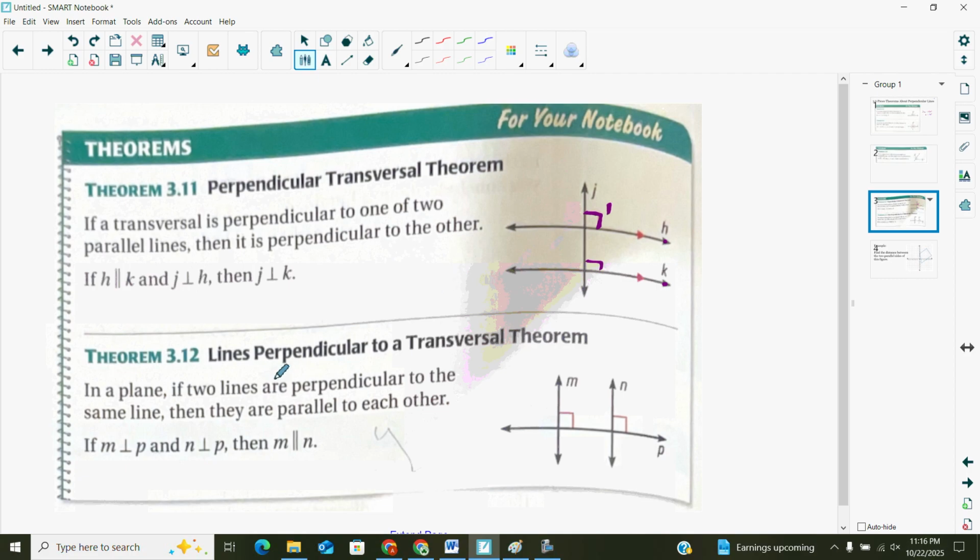Theorem 3.12, the lines perpendicular to a transversal theorem, says in a plane, if two lines are perpendicular to the same line, then those lines have to be parallel to each other.